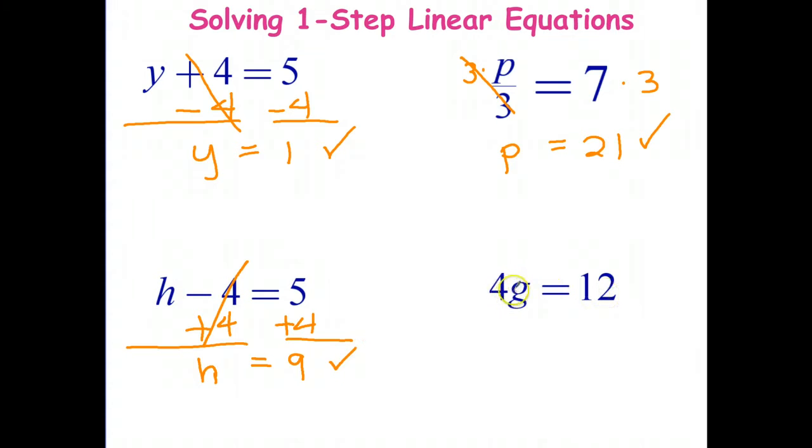And the last equation, the operation between the 4 and the g is multiply. The opposite of multiplying by 4 is dividing by 4. They cancel out. 4 divided by 4 equals 1, and 1 times g is g, and therefore g is 12 divided by 4, g is 3. Quick check, 4 times 3 equals 12.